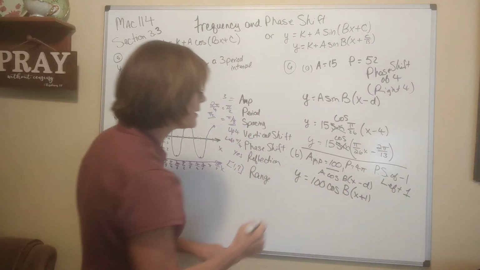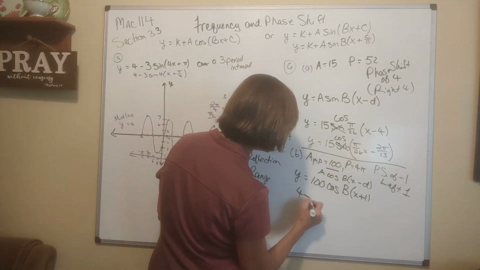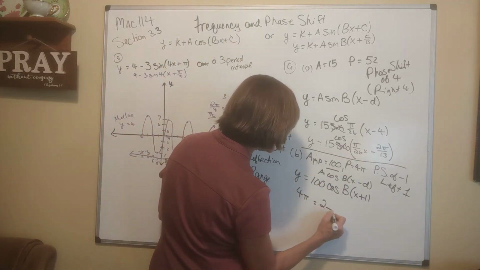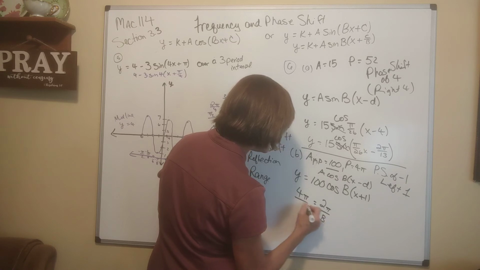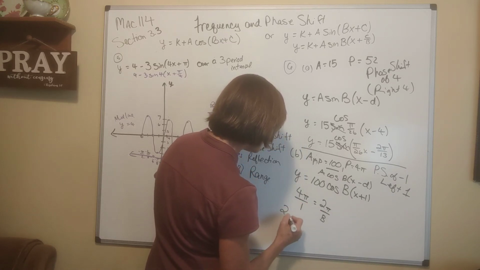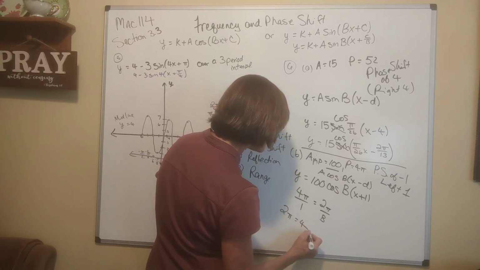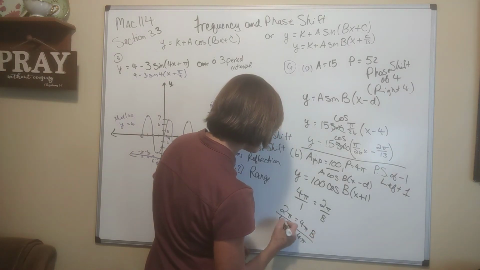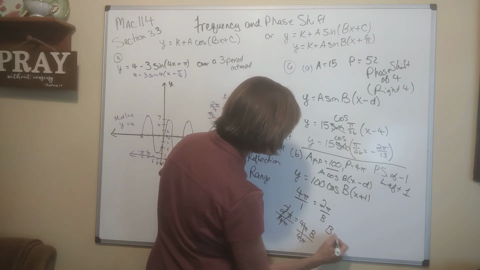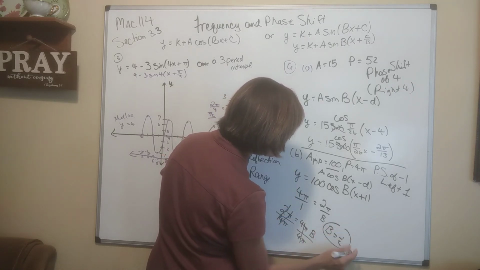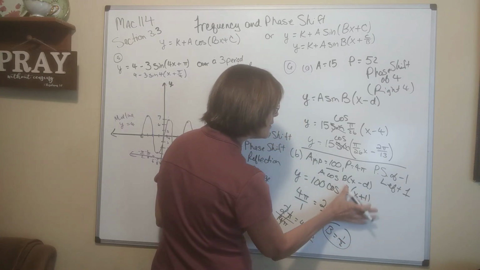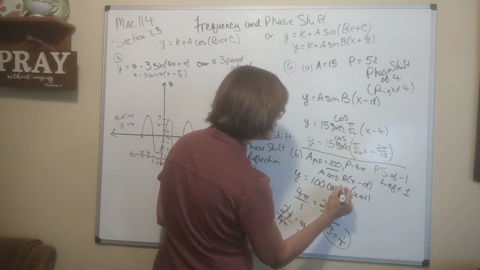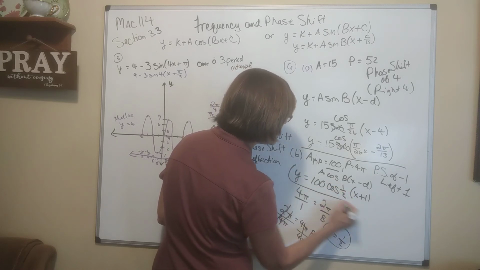We know that the period, which is 4 pi, is equal to 2 pi over B. I'm going to cross multiply. 2 pi times 1 is 4 pi times B. Divide by 4 pi, and we get that B simplifies down to 1/2. So this is a good answer.